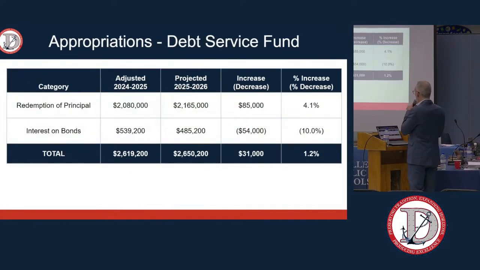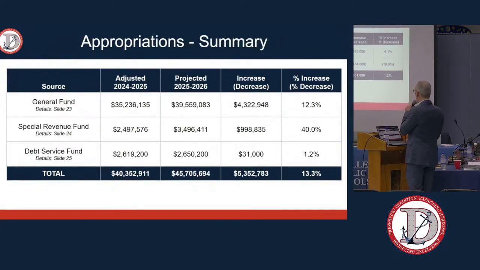And then in terms of appropriations for debt service, we pay our debt obligations in two ways, just as anyone does. If you have a mortgage, part of your payment goes to principal and part of your payment goes to interest. And as you can see, as time goes on, you pay more towards principal than you do interest, and that's the direction that we're going. So a 10% decrease in interest is good. It means that we're getting towards the end of some of the bond payments that are going to be required.